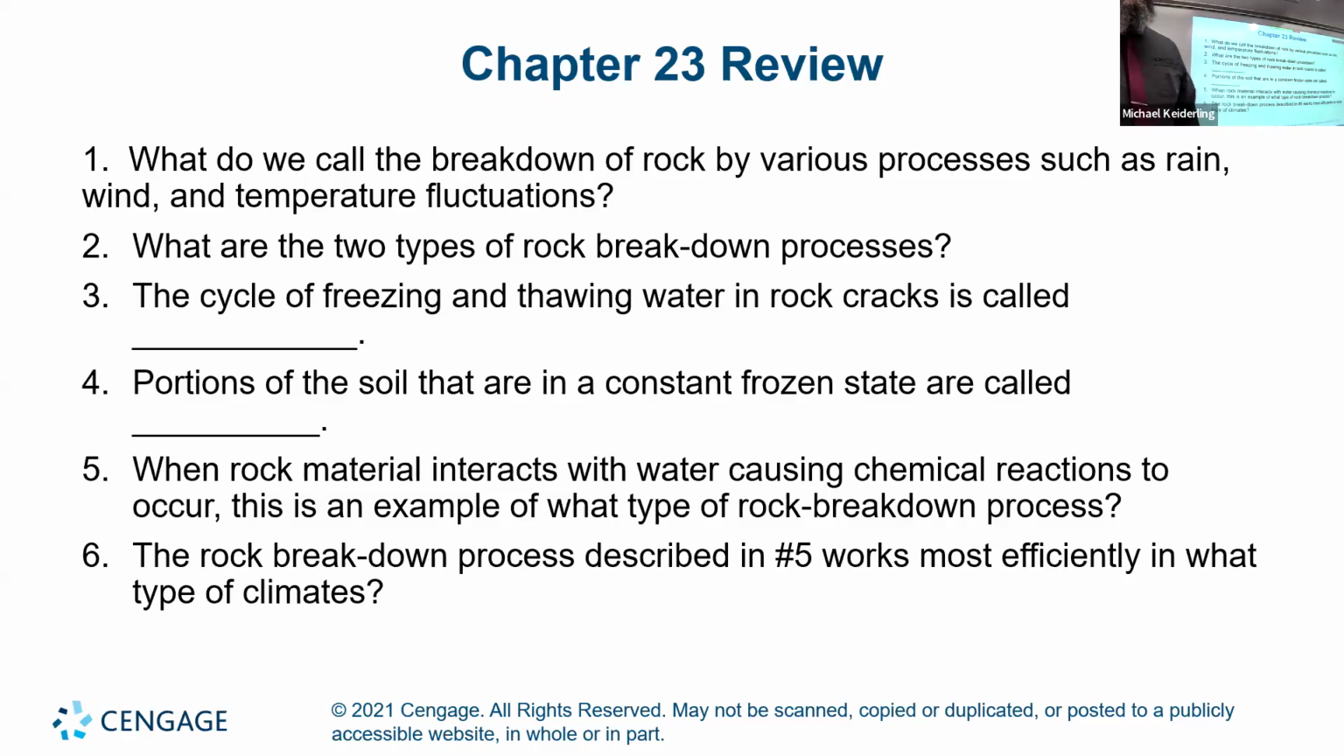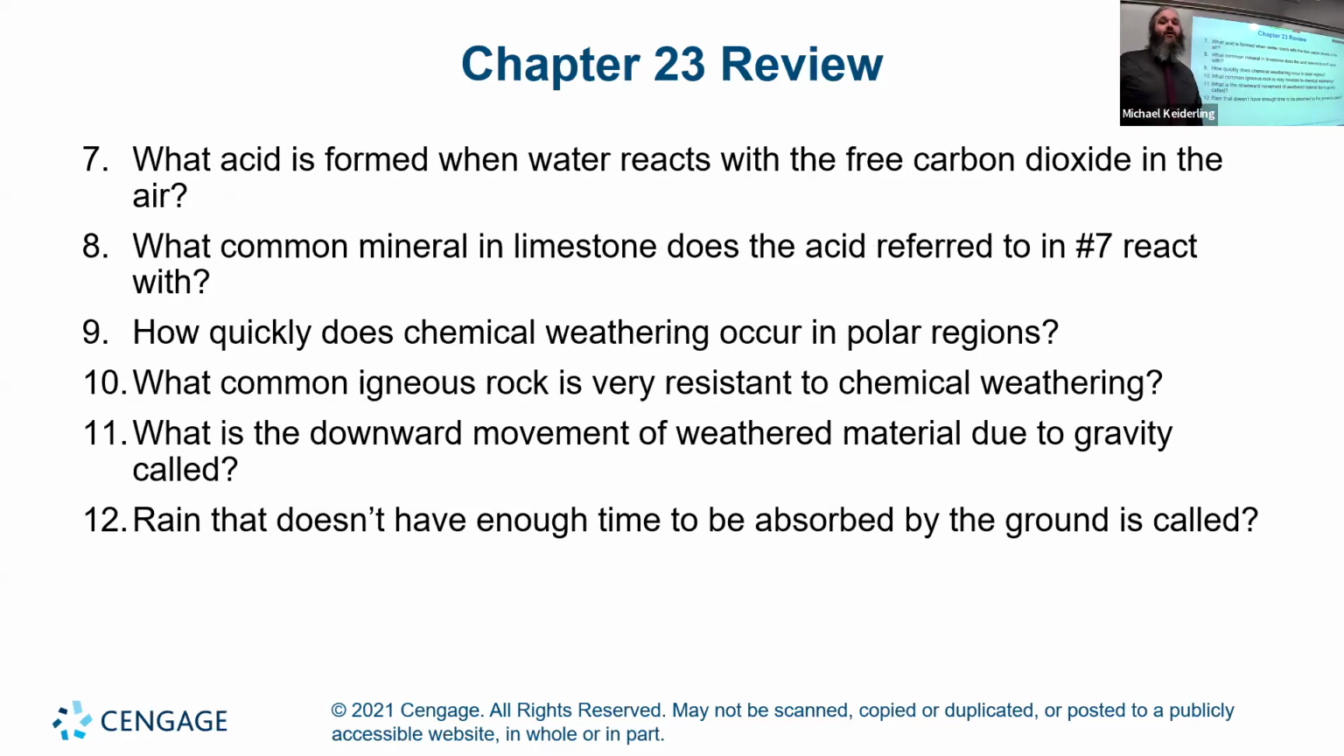When rock material interacts with water, creating chemical reactions to occur, this is an example of chemical weathering. The rock breakdown process in number 5 works most efficiently in hot, wet climates because you want water and you want heat that makes chemical reactions go faster. What acid is formed when water reacts with the free carbon dioxide in the air? That is carbonic acid. What common mineral in limestone does the acid referred to in number 7 react with? That is calcium carbonate or calcite.